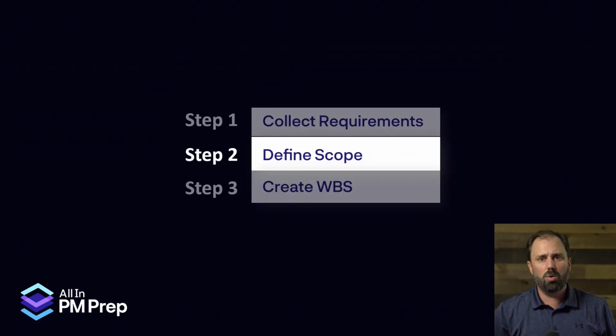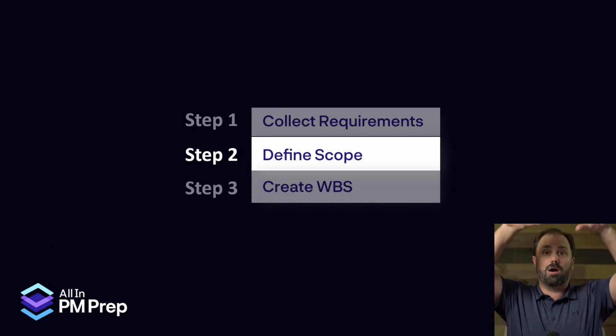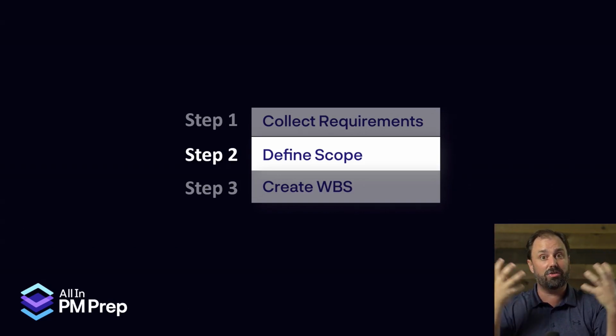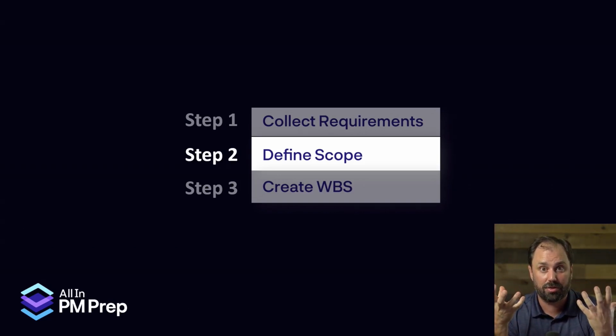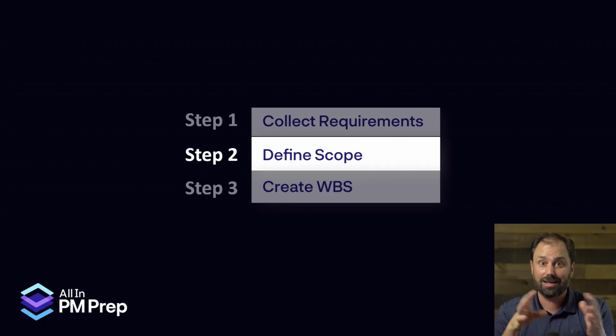So, that was all collect requirements. Now we go into define scope. Think about where we are. Big, long list. All these ideas, all this engagement. People are waiting with bated breath. What are we actually going to do? Can't do it all. We don't have enough money. We ain't got enough time. What are we going to do? Here's where we define that.